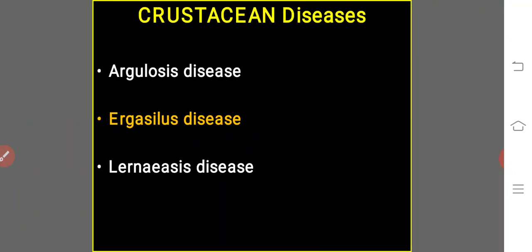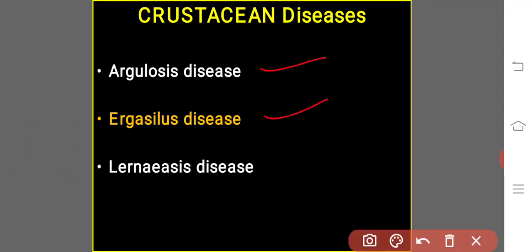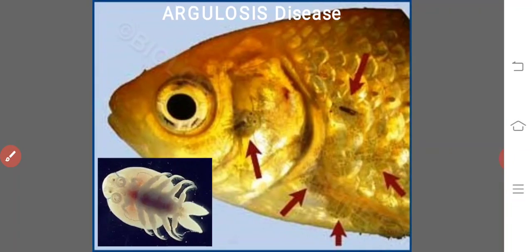Coming to the crustacean diseases. In the culture pond, some groups of crustaceans are known to infect the fish and cause disease. There are 3 crustacean diseases: Argulosis disease, Ergasilus disease, and Lernaeasis disease. See one by one. Argulosis disease. This is argulosis, which is fish lice.